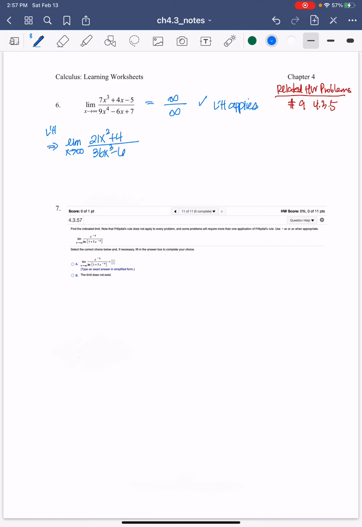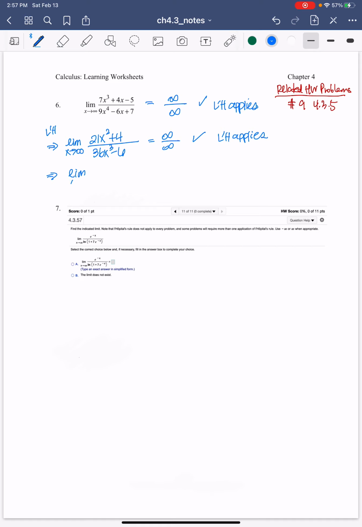Now let's take a look. Same thing: if you plug in infinity again, then we get infinity on top, and also infinity on the bottom, because a big number take away 6. So this is where we apply L'Hopital's more than once. So I can still apply L'Hopital's rule for the second time because I still have indeterminate form. So I'm going to keep going.